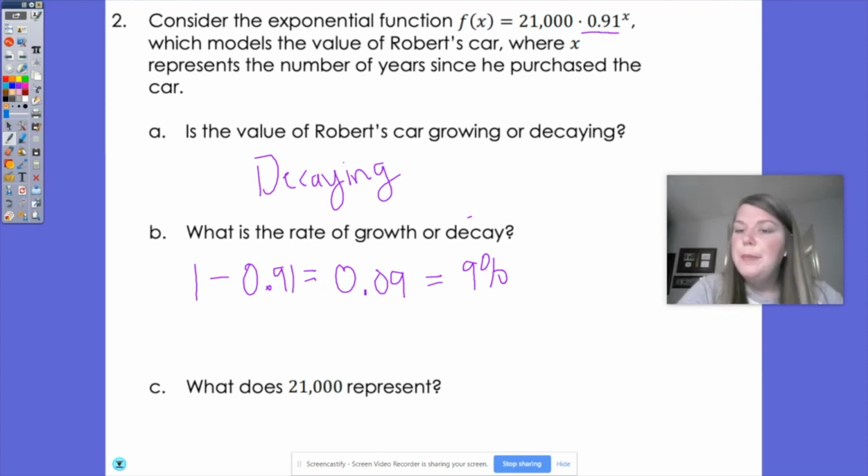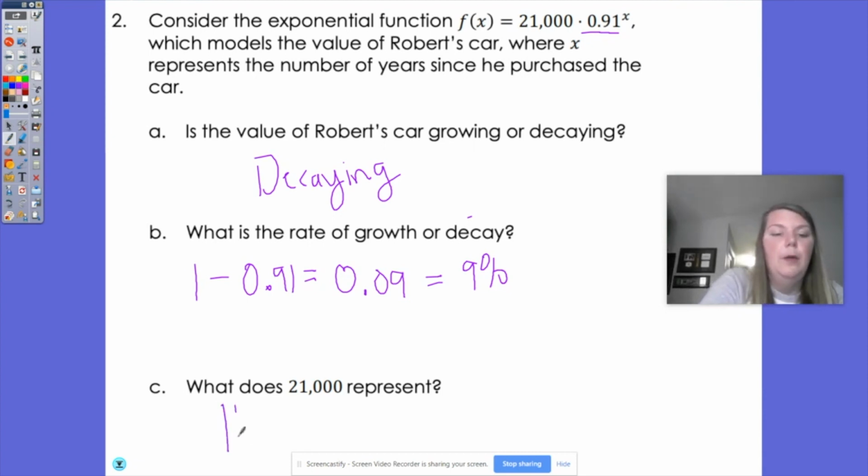I want you to be careful here. It's not decaying at a rate of 91%. It's decaying at 1 minus that, which would be 9%. And then the last part of this question, what does 21,000 represent? Well, that's the initial value, or that's how much he paid for the car, or the initial amount of the car. So how much he paid for the car.